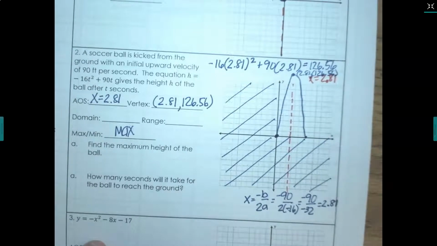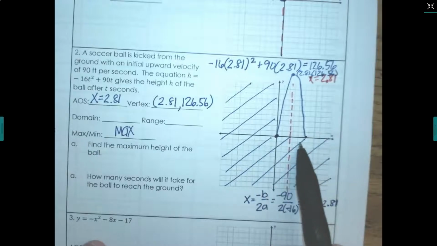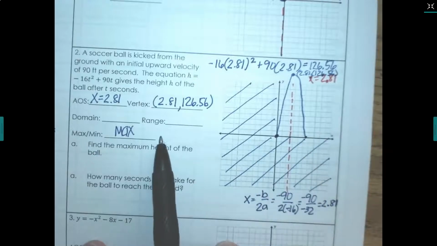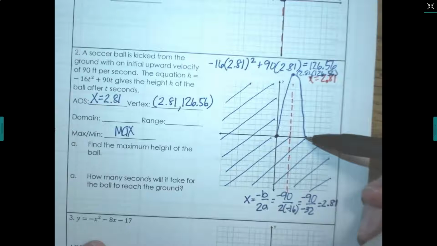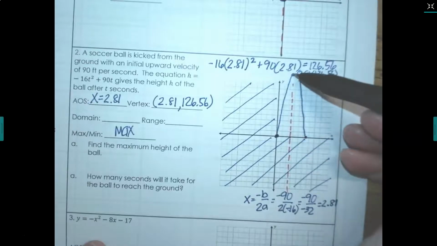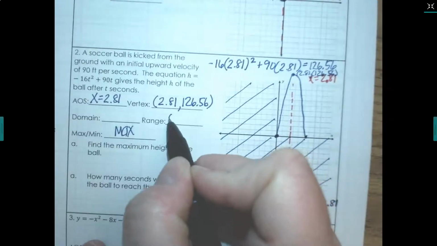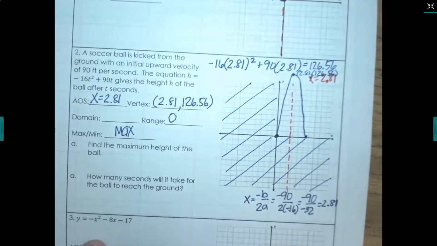All right, so for our domain, I would need to know both of these numbers. I don't currently, and we're going to come back to answer our domain question. For my range, the graph exists. The ball started at the ground and it went all the way up to here and then it came back down. So the ground for a y value is 0.